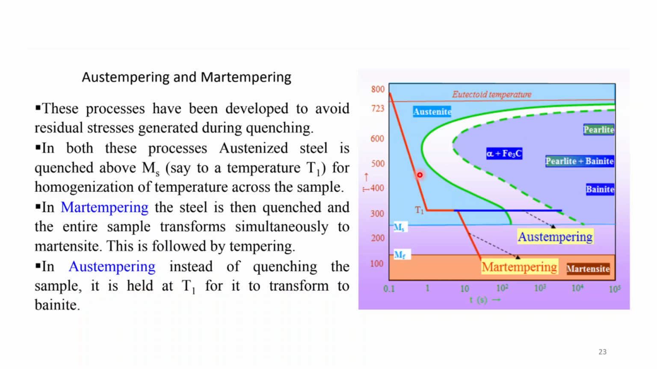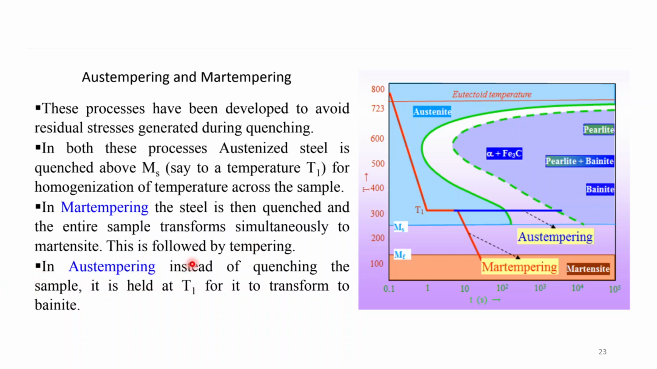Okay, so here before reaching MS, it is held for some time so that the core of the sample and the surface of the sample both reach a similar temperature. Then it is quenched, and after that it is provided some tempering. In mar-tempering, the steel is quenched and the entire sample transforms simultaneously to martensite, which is followed by tempering.